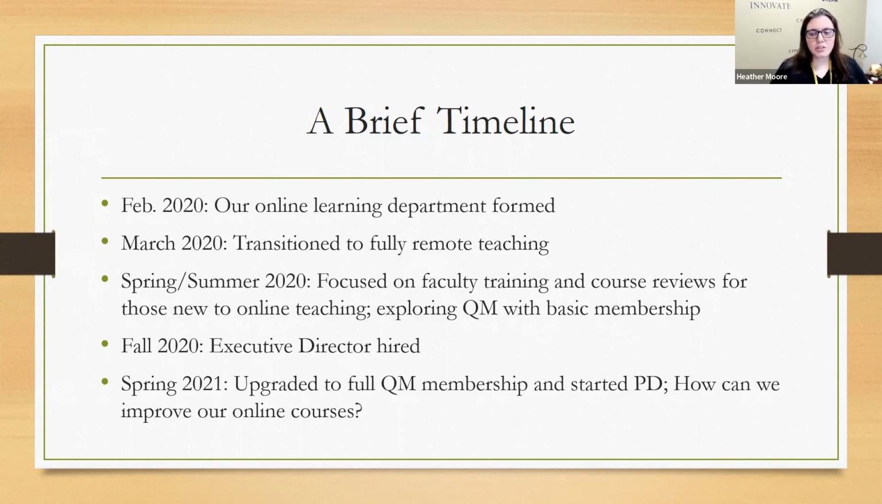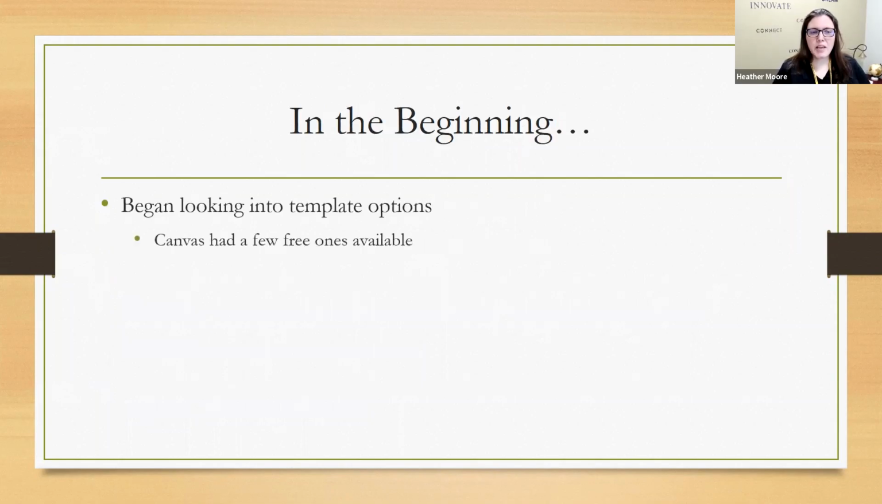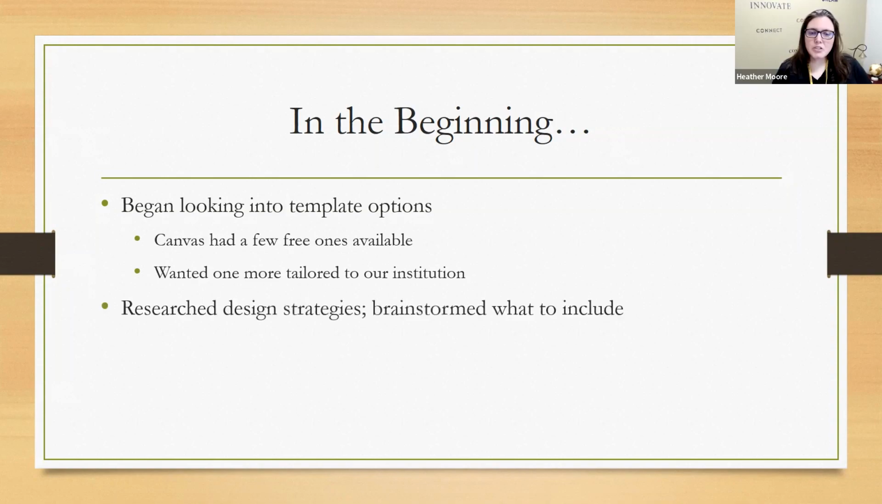So we looked at how to improve our online classes, and we decided that we wanted to try out a template. We'd been hearing a lot about it in webinars and reading the benefits of using a template. So we decided to move forward with that. So I began to look at options. Canvas had a few free ones that were available, and they're very nicely done, designed well, organized well. We just wanted something that was more tailored to us, that looked and felt more like Rock Valley.